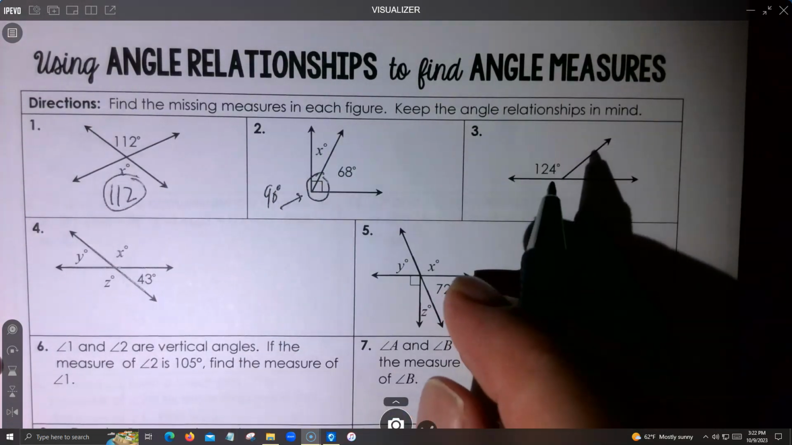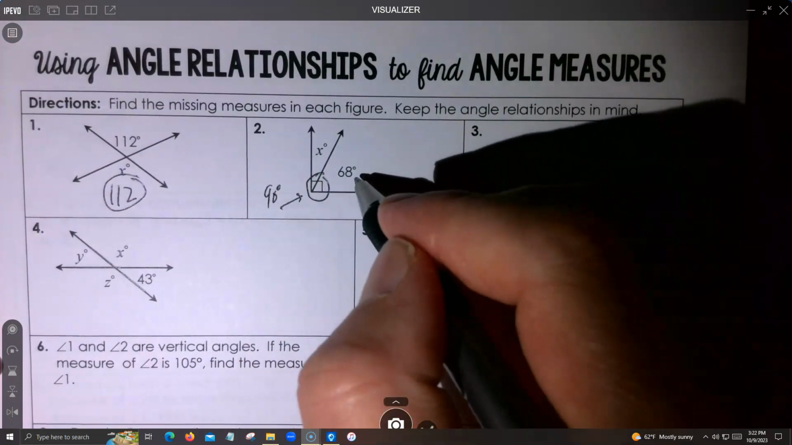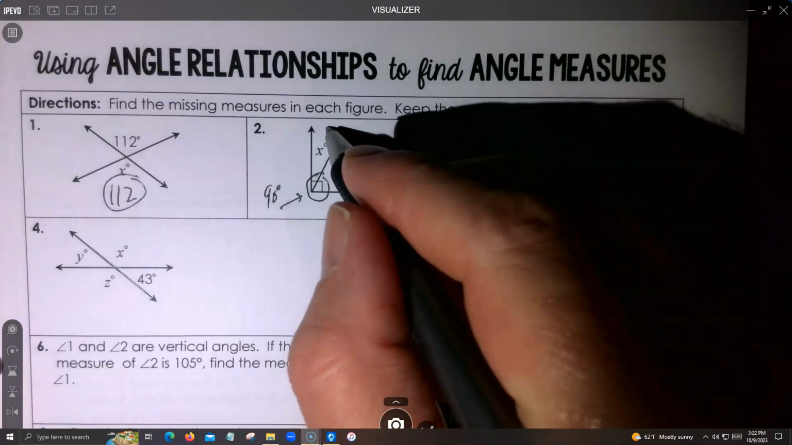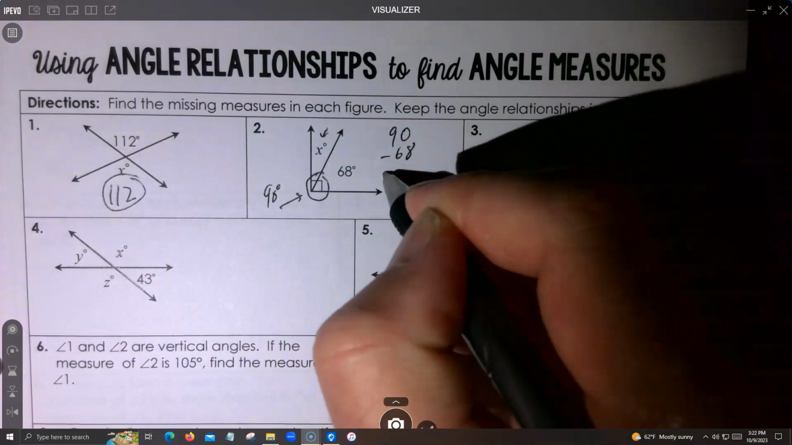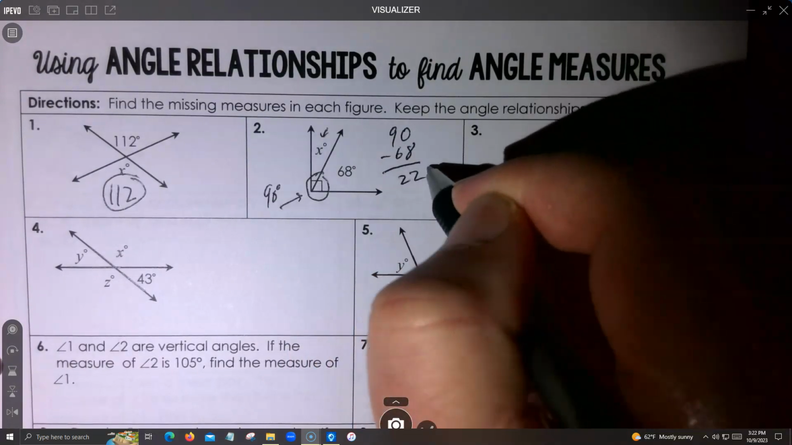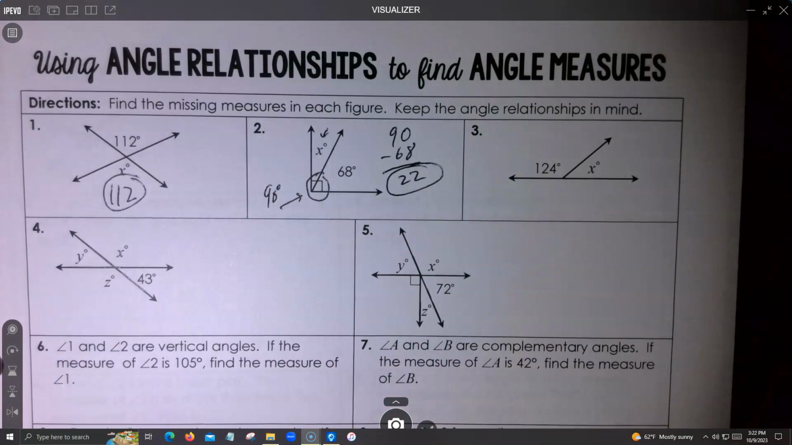All right, so when I go to do number two here, I have this little 90-degree angle mark, or right angle mark here, which means it's 90 degrees. And I know one of my angles is 68, so this has to be the rest of the 90. So I just do 90 minus 68, which is 22. So 22 is equal to x.